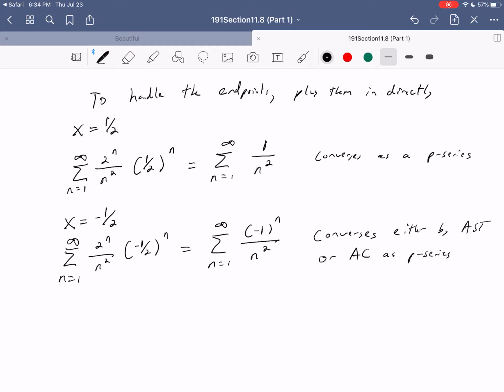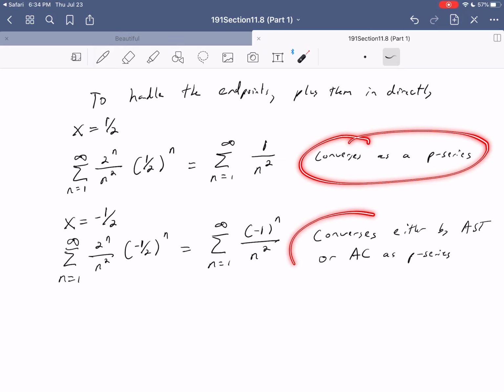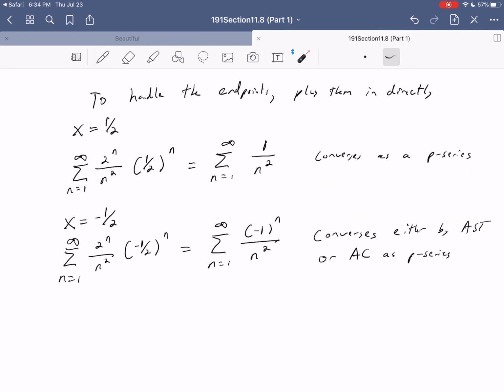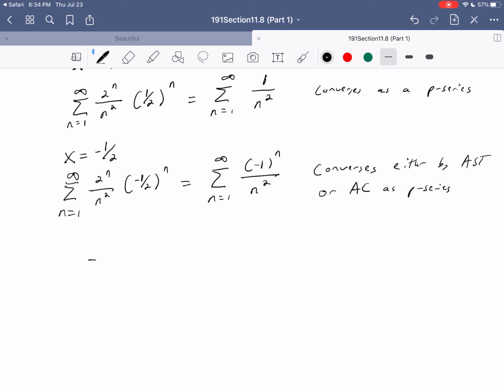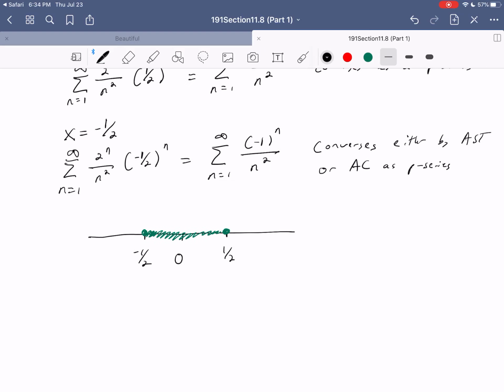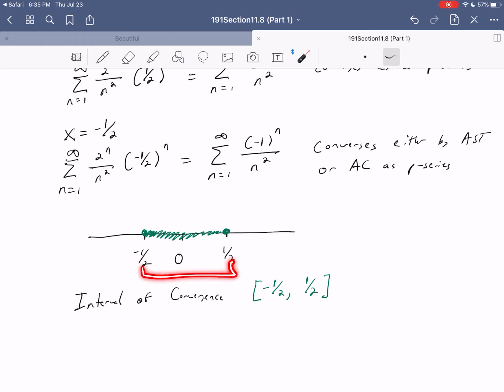Again, we are just interested in whether it converges or diverges, so we're not worrying so much about conditional or absolute convergence right now. We just wanted to know if these endpoints converged. So both endpoints converged. That means in my little diagram, if there's 0, there's 1/2, there's negative 1/2, we know that it converged anywhere in here, but now we know it also converged at each endpoint. So our interval of convergence, we can write it like a domain. It is negative 1/2 to 1/2, and we can put hard brackets on both of those because it includes both those endpoints.